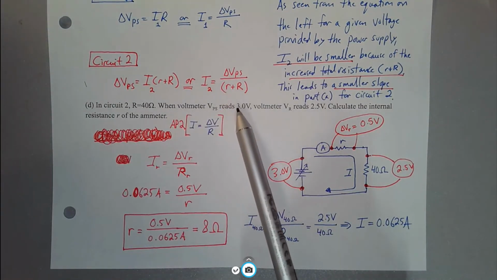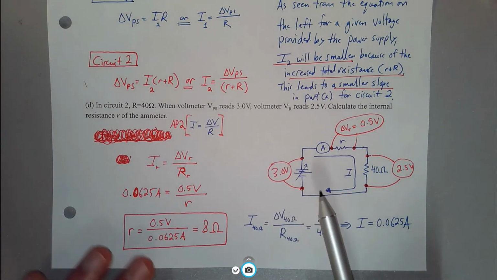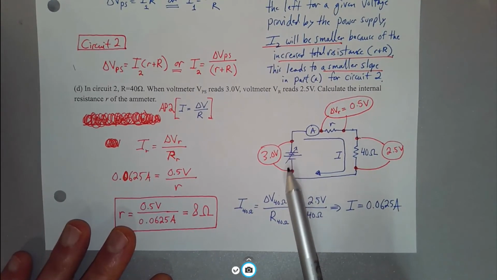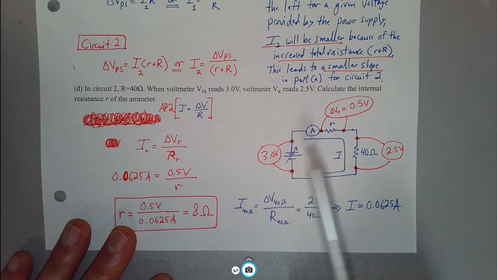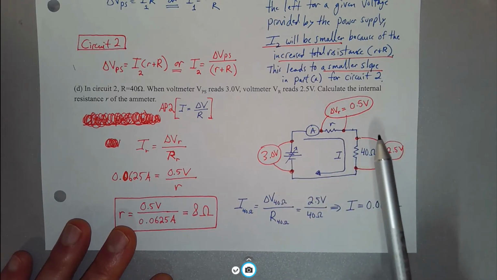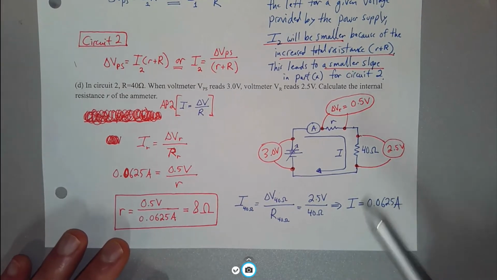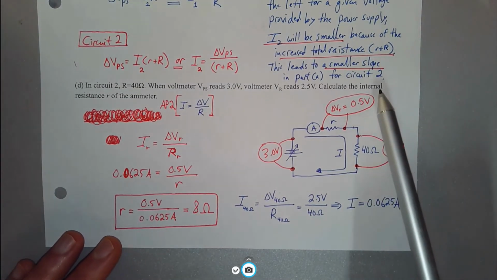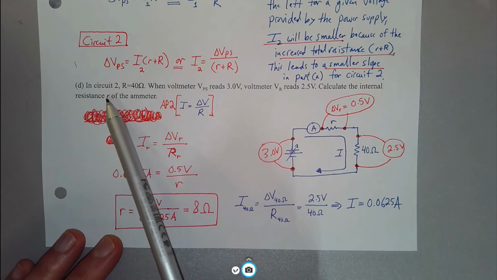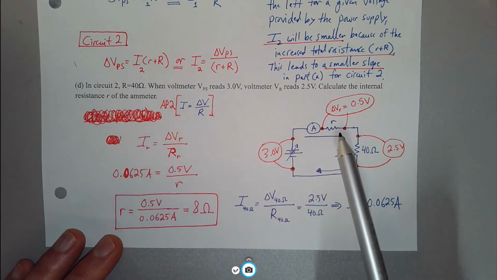So remember, this is the voltage of the power supply, so I drew the circuit right here. They're saying when this variable power supply is set to 3 volts, the voltage across R, which they're saying is 40 ohms, is 2.5 volts. And it wants us to calculate the internal resistance of the ammeter, that little r. So what is R right there?